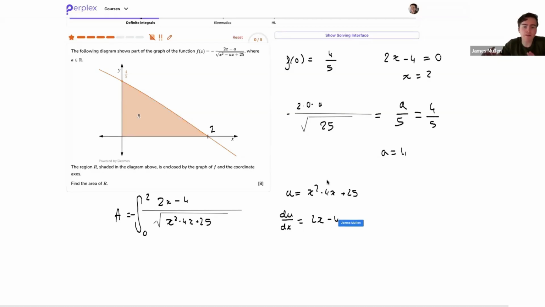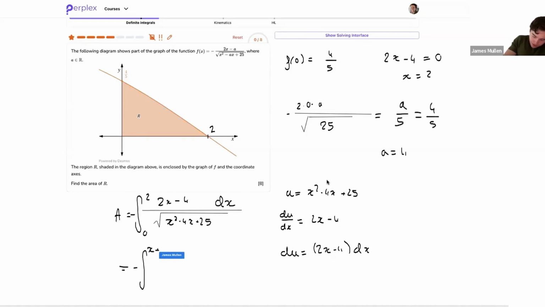Oh, beautiful. That's exactly what I have in the numerator, which means that I can write du is, and sorry, this is supposed to be a dx here. Let's not forget the dx. du is equal to (2x minus 4) dx. And so my integral can be written negative the integral, and now I'm going to make sure that I write my bounds as x equals 2, x equals 0, so it's clear that I'm not talking about bounds on u. And I'm going to replace this as du over just the square root of u.